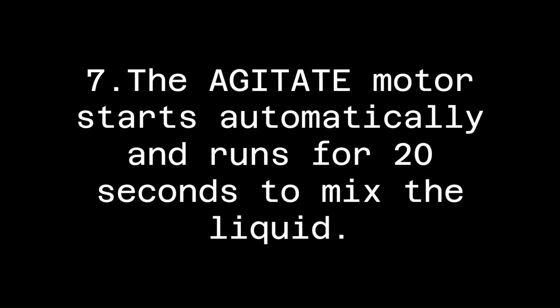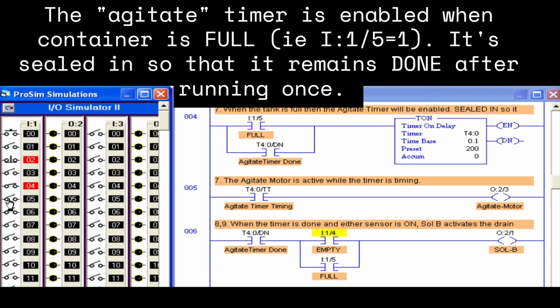Step 7. The agitate motor starts automatically and runs for 20 seconds to mix the liquid. The agitate timer is enabled when the container is full. It's sealed in so that it remains done after running once.